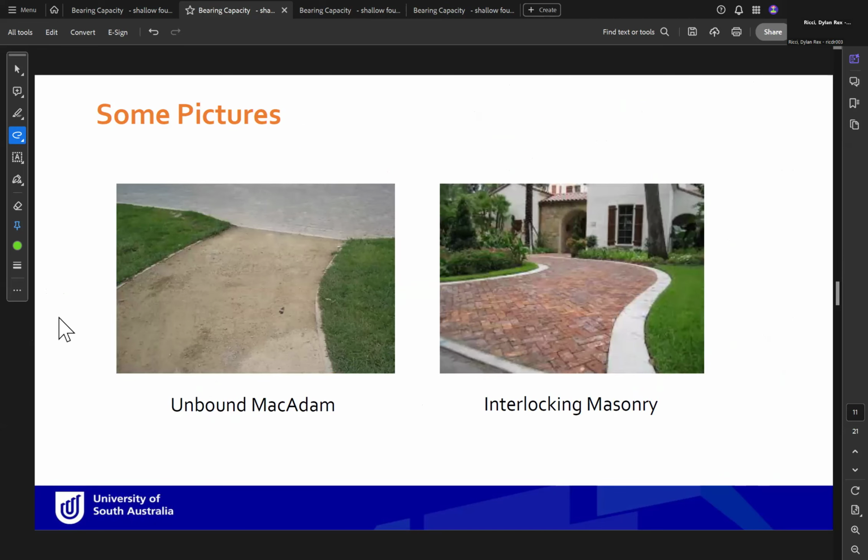Okay, so here we have some examples of roads, not common roads. Here we have the unbound macadam, and here the interlocking masonry. If you search about this, or if you want to know what type of pavement these two are, both of them are flexible pavement.